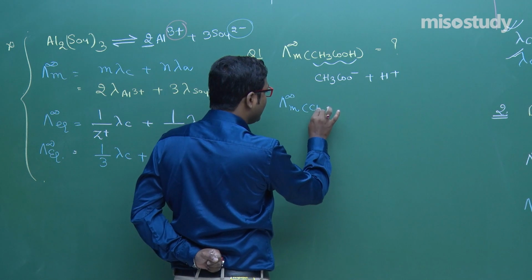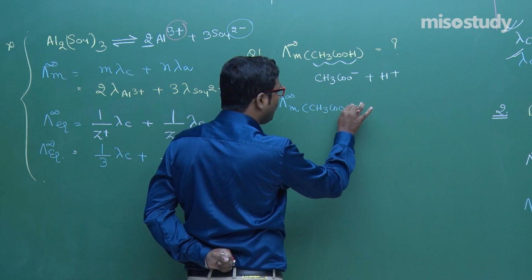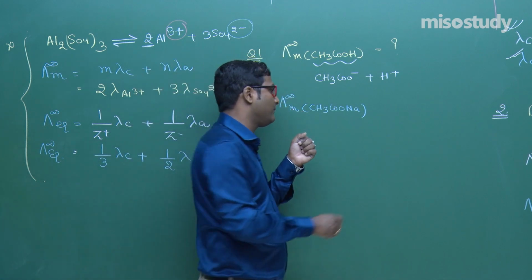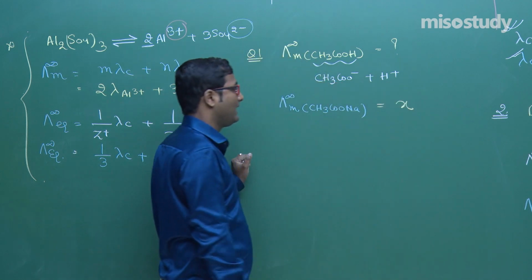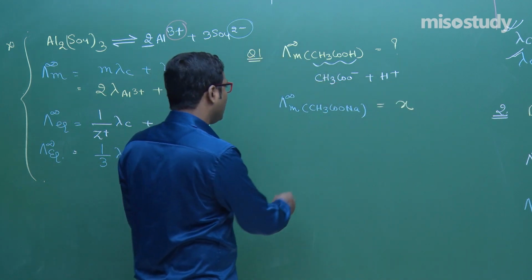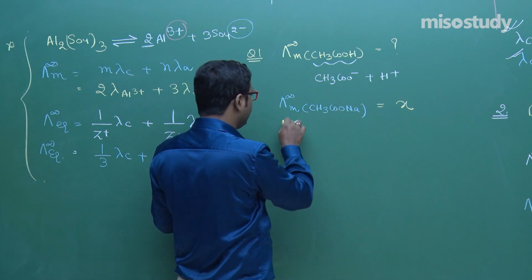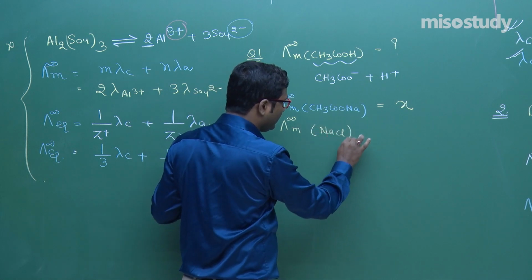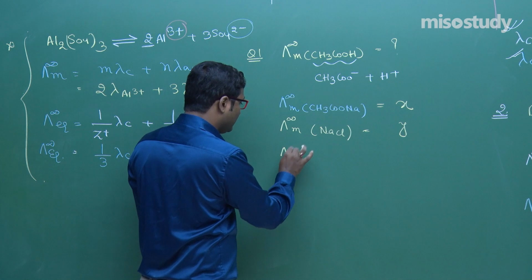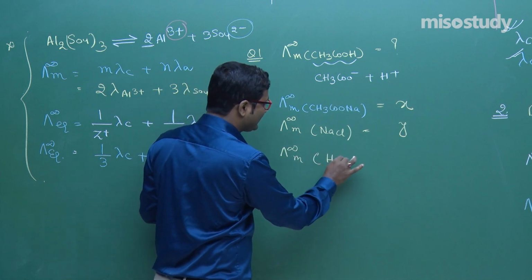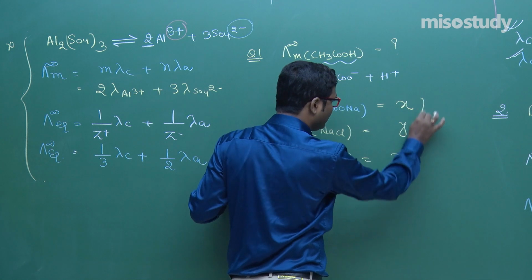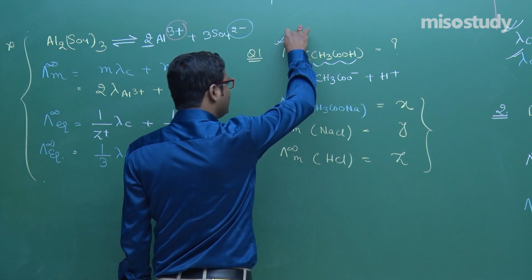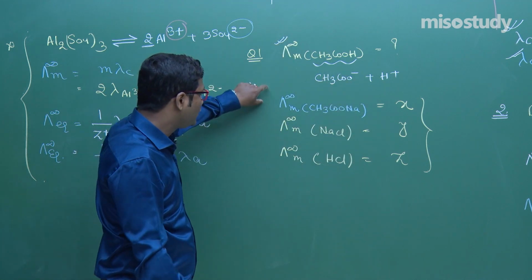Now, it is given here the molar conductivity of CH3COONa. Clear, my friend? The molar conductivity of CH3COONa is given here as X. Clear to you? Now, the molar conductivity of NaCl is given here as Y, and the molar conductivity of HCl is given here as Z. Now, you have to find the molar conductivity of CH3COOH by using this data.